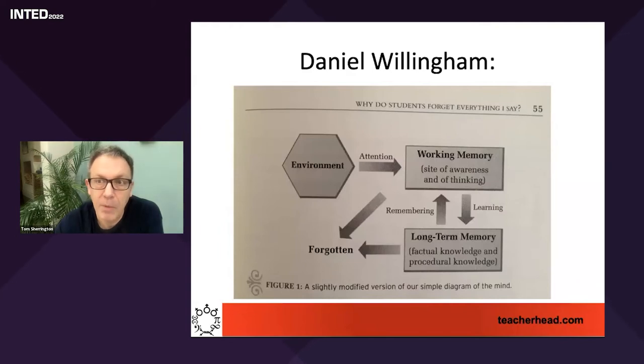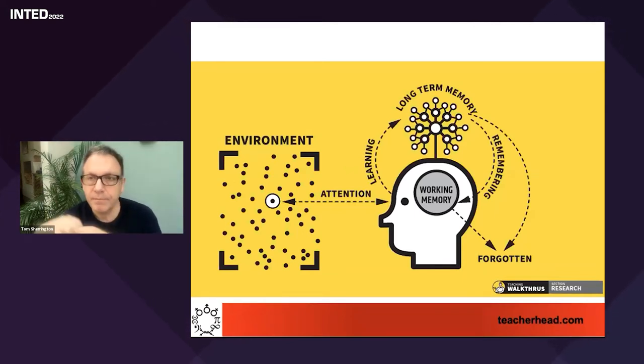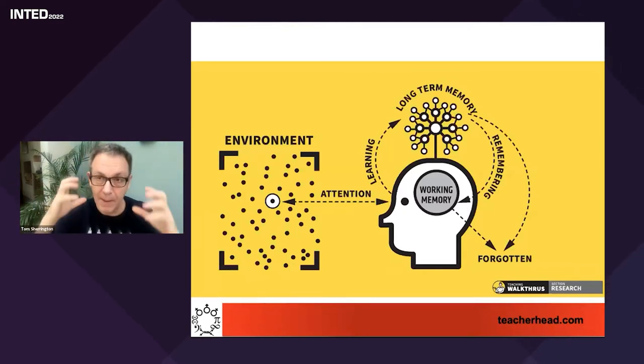And in my walkthroughs work, we use this version of it, which is basically the same diagram. Whenever I'm doing training with teachers, I spend time looking at this and saying, this is why Rosenshine's principles work. It's because learning has this sort of journey. You have to secure attention mentally.